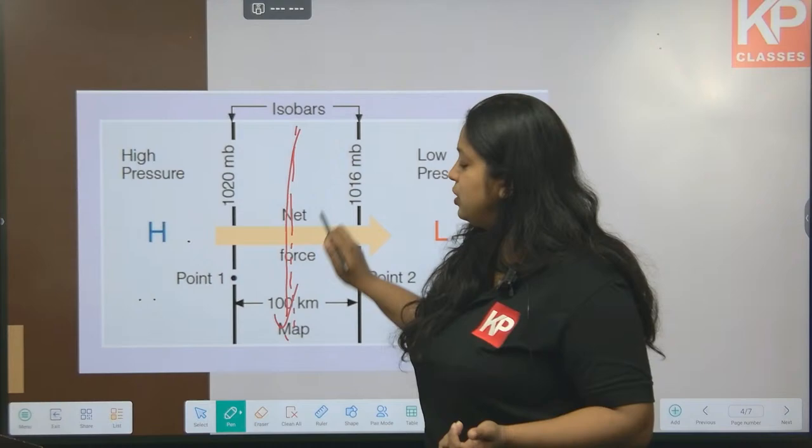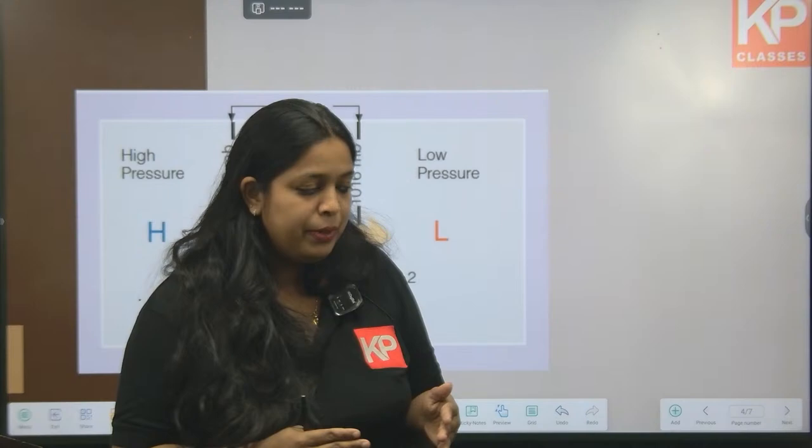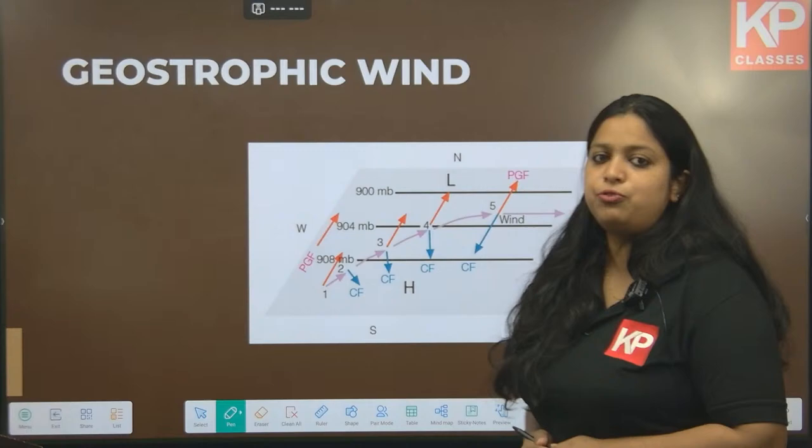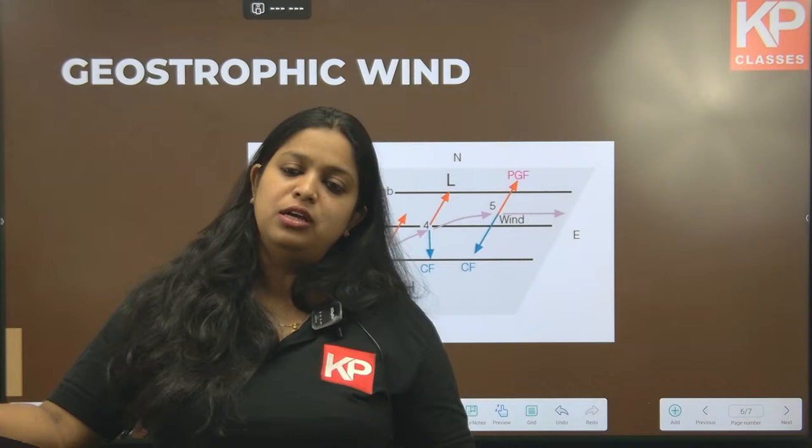So how is this possible? If there is pressure gradient force variation from this to this, and Coriolis force is also there, how can this happen? That is what is called a geostrophic wind. Geostrophic wind is a very important topic under the CSIR NET examination syllabus.